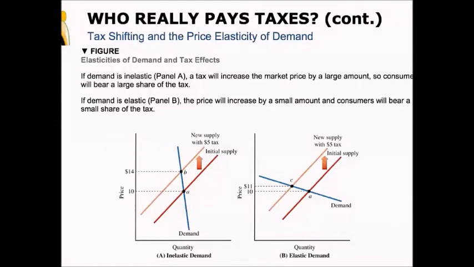The same experiment can be done on a relatively elastic or flat demand curve. Here we have the same shift of a supply curve up of $5. And we can see the price has risen from $10 up to only $11 because we have an elastic demand curve. So in this instance, with the elastic demand curve, only $1 of the $5 is going to be passed forward to consumers. The rest of it will be with producers.